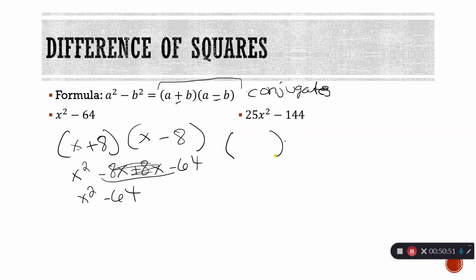This looks a little more complicated. It's really not. One's going to be positive, one's going to be negative. Doesn't matter which order you put them in. So what's this one squared? What's the square root of 25? 5. And the square root of x squared is x. Boom. And the square root of 144? Oh, just like that. You did it.